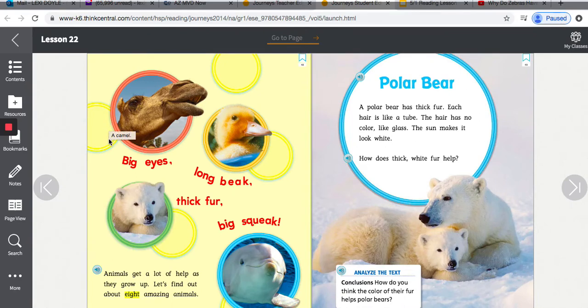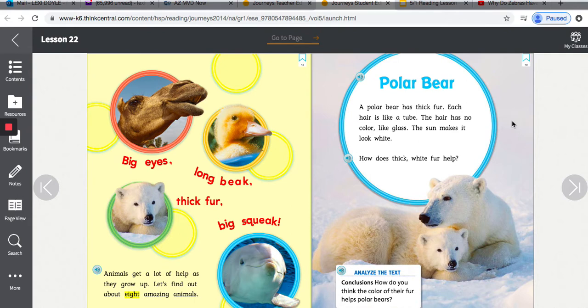Big eyes, long beak, thick fur, big squeak. Animals get a lot of help as they grow up. Let's find out about 8 amazing animals. Polar bear. A polar bear has thick fur. Each hair is like a tube. The hair has no color, like glass. The sun makes it look white. How does thick white fur help?